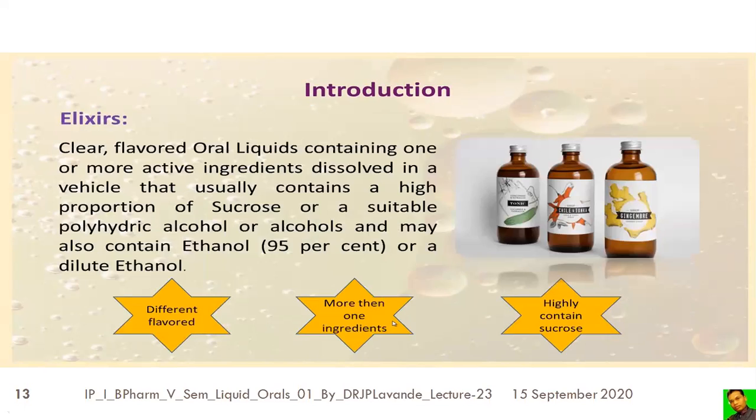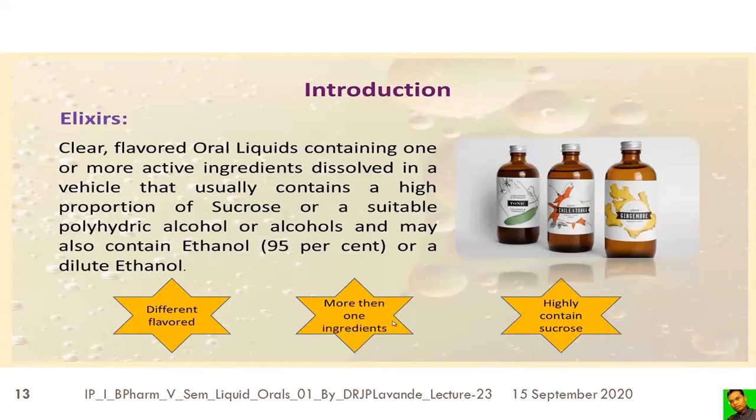Elixir. What is an elixir? Again, it is a kind of liquid dosage form. Elixirs are clear, flavored oral liquids containing one or more active ingredients dissolved in a vehicle that usually contains a high proportion of sucrose or a suitable polyhydric alcohol or alcohols, and may also contain ethanol 95% or a dilute ethanol, isn't it? See, this is the definition.